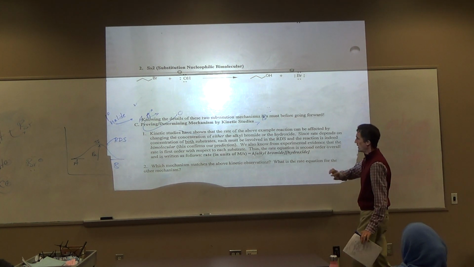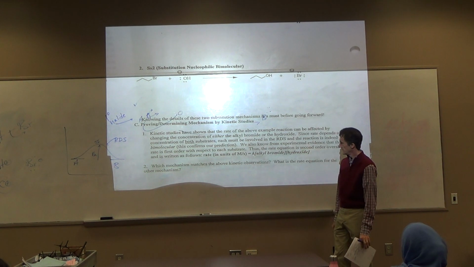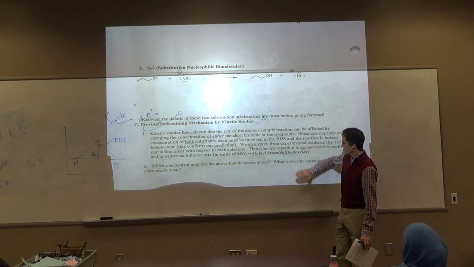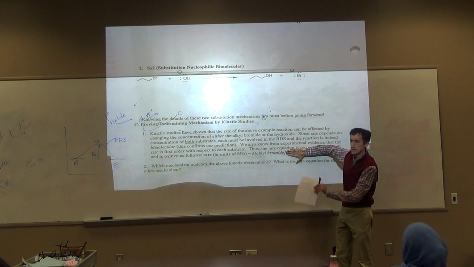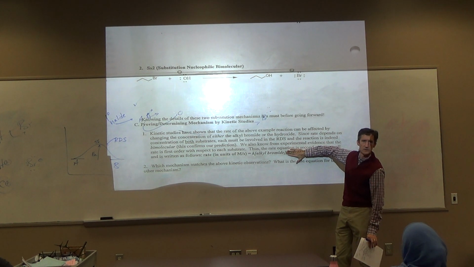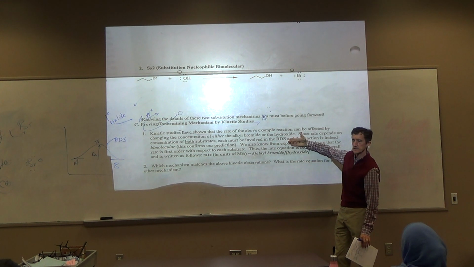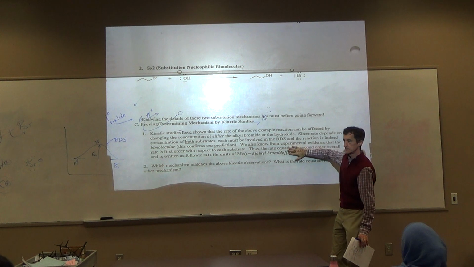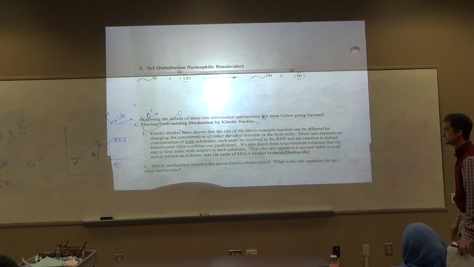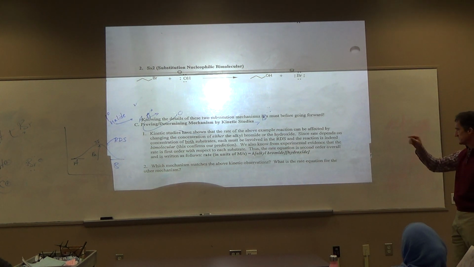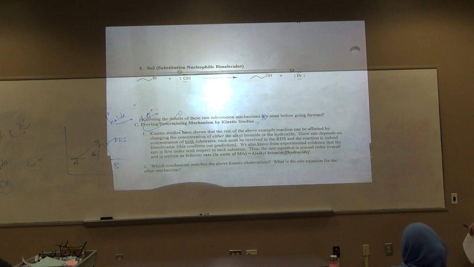What if it was SN1? How would this differ? It would not involve that. It would just be some type of constant times the alkyl bromide. So hydroxide, the nucleophile, is not involved in the SN1 rate determining step. But it is in the SN2, not in SN1. Which mechanism matches SN2? Okay, we did that.